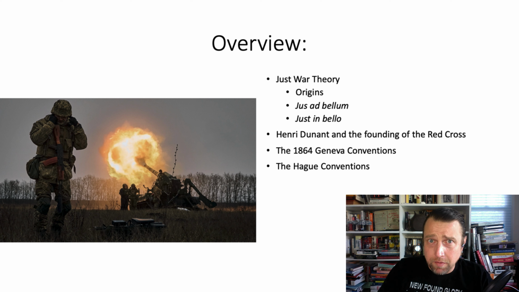We'll continue to investigate the development of early international humanitarian law with a particular focus on three things: the founding of the Red Cross, the first international human rights organization; the 1864 Geneva Conventions, which had to do with the treatment of prisoners of war and the sick and the wounded on battlefields; and the 1899 Hague Conventions, which sought to determine or limit what types of weapons could be used on the battlefield.